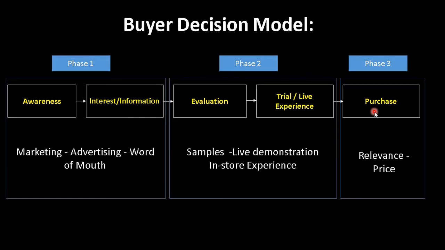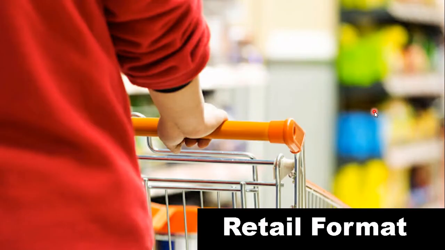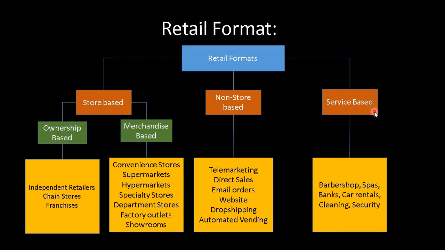Let's have a look at some of the retail formats. The retail format has 3 categories. The first one is the store-based format. When we speak about the store-based format, we speak first about the ownership base, which could be independent retailers, chain stores, and franchises.